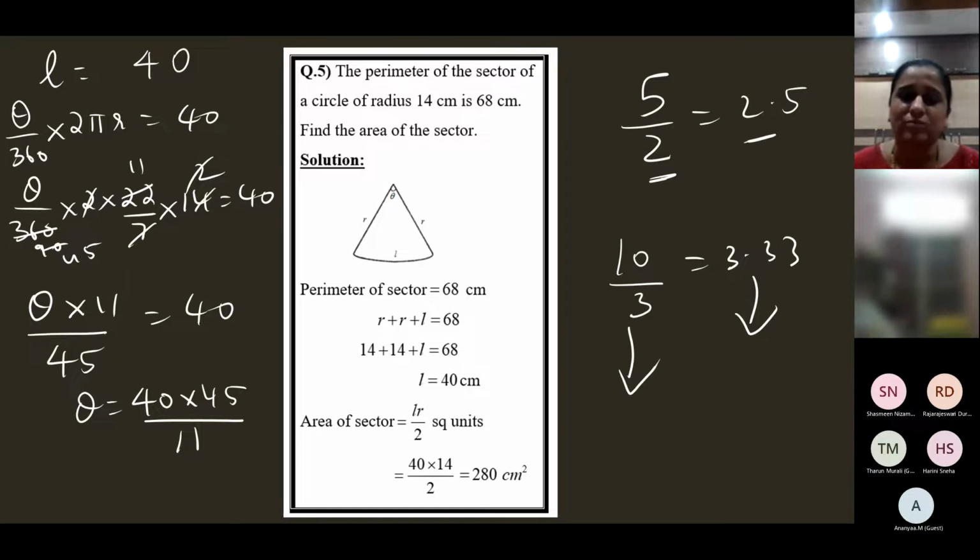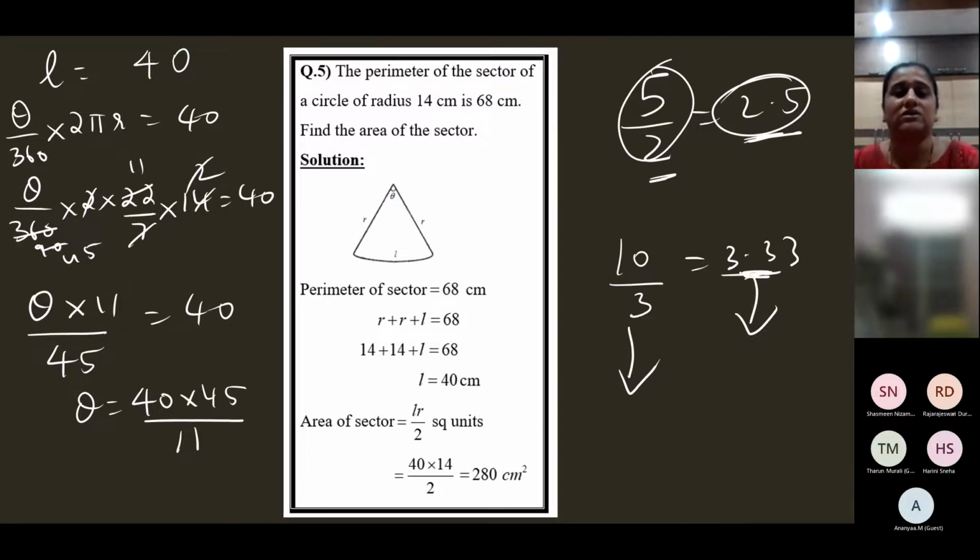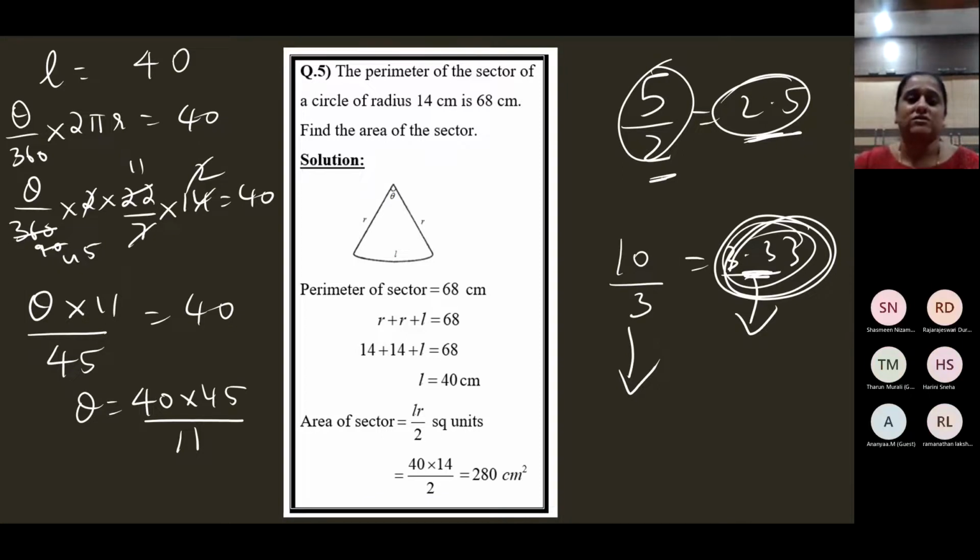You can find the decimal value, but if you have to use that value for further calculation, if it is a terminating decimal like 2.5, you can use 5/2 or 2.5. You will get the same answer. But if it is a non-terminating decimal, because 3.33 goes on, we terminated 3.33, but it's actually non-terminating. Then don't use this for further calculation. Use the fraction 10/3. It's okay, you can find the decimal value 3.33, but use 10/3 to get the precise answer.